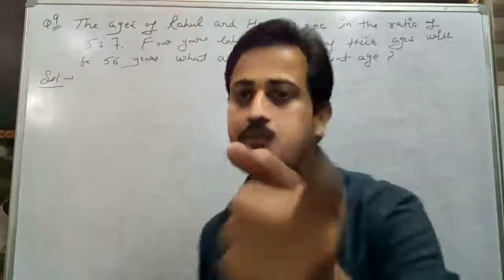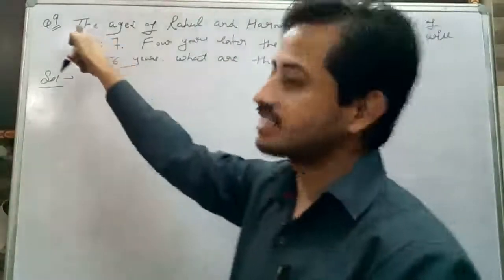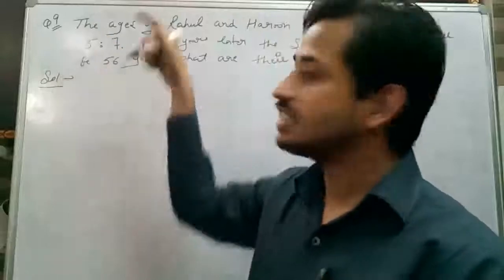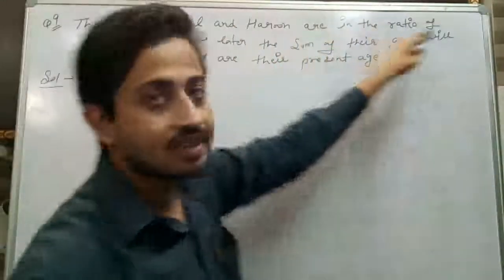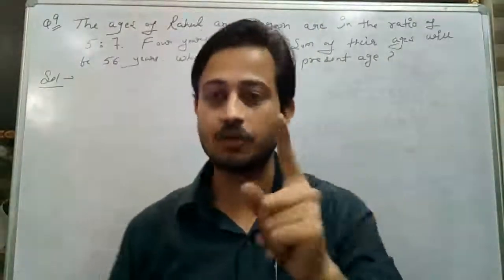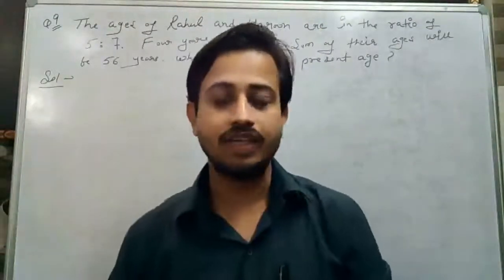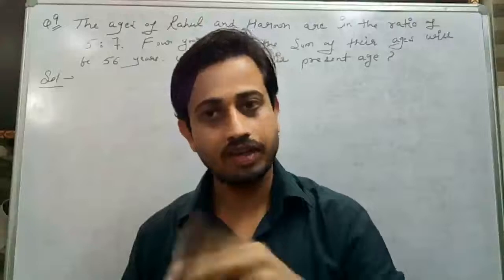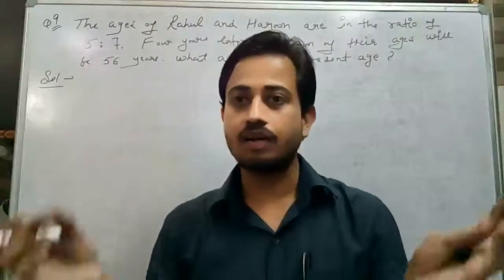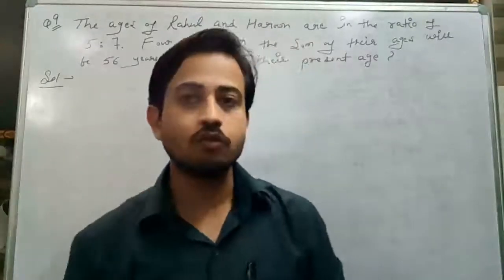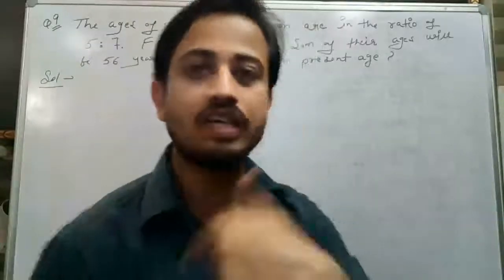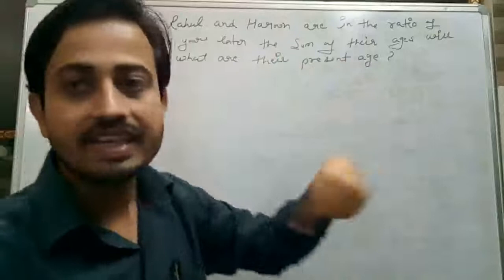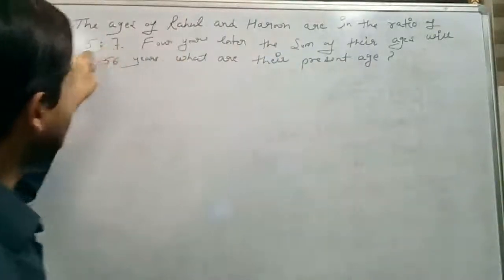What does the question say? Please read the statement. The statement says the ages of Rahul and Harun are in the ratio. It means the question is given in the ratio, and I already discussed in the first two lectures, if the question gives in terms of ratio, we have to take let the numbers, or in this case we have to take age, because in this we have been given a ratio.